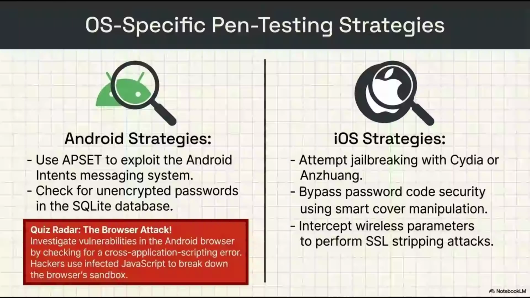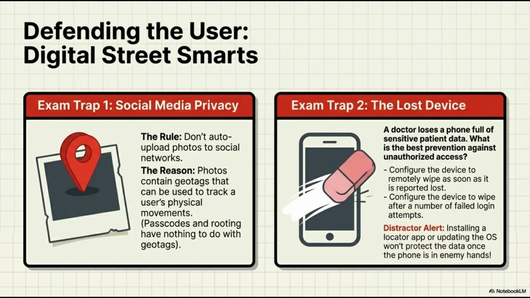So with all these attacks, how do we protect the users? Let's play defense on slide 10, defending the user. Digital street smarts. The exam loves testing practical application here. Exam Trap 1 involves social media privacy. The golden rule is, don't auto-upload photos to social networks. And you need to be able to explain why.